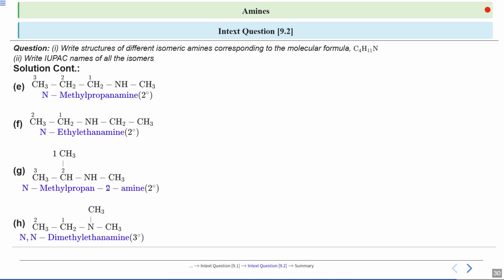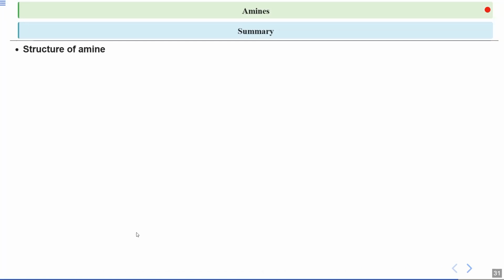And this is another isomer where you will see all the 3 hydrogens of this nitrogen are replaced by carbon atoms. One is this methyl group and 2 methyl groups are attached to this nitrogen. So this will be designated as N,N-dimethylethanamine, and this is a 3-degree amine. So I hope this is clear now.